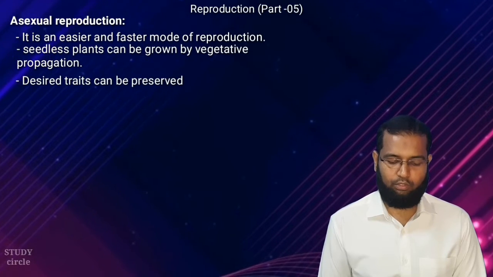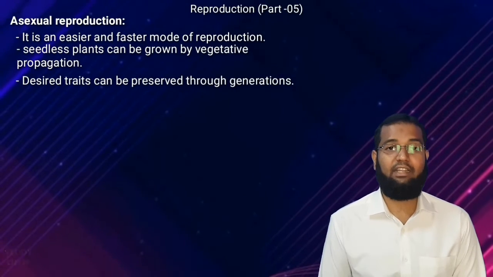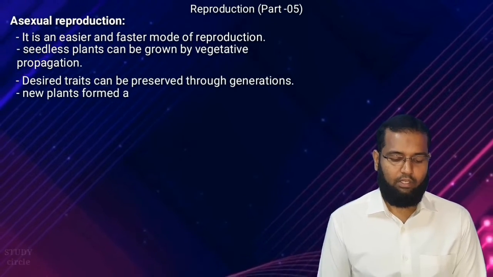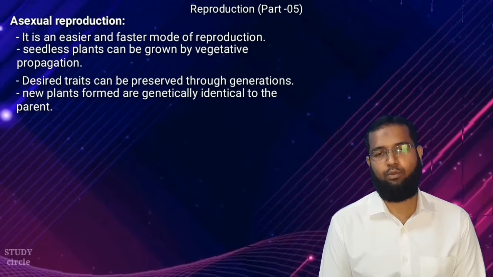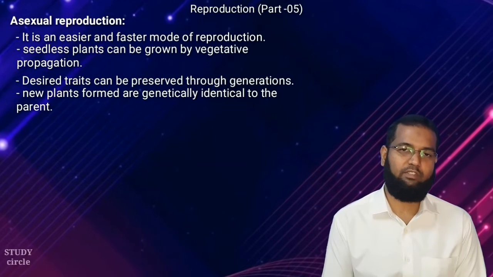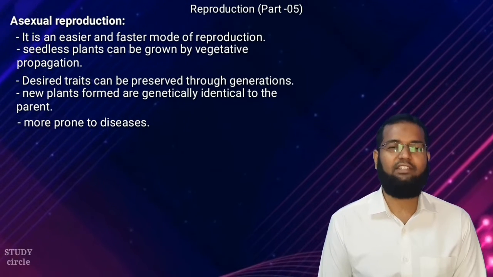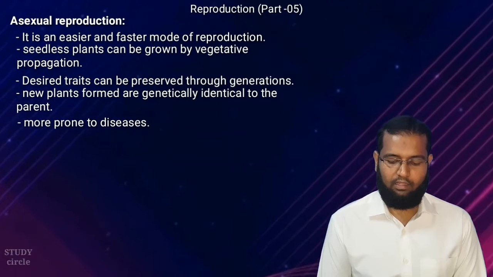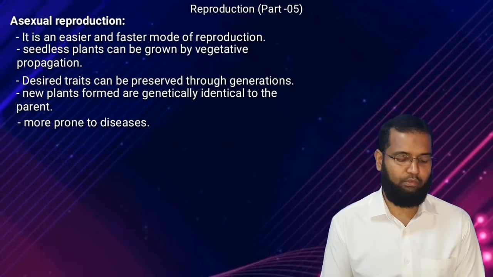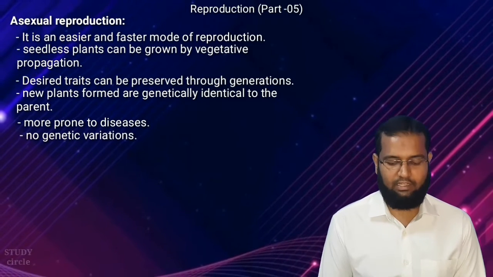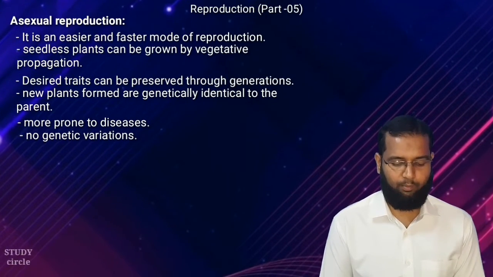Desired traits can be preserved through generations. By using the same methods, that is cutting, layering and grafting, desired characters can be preserved. New plants formed are genetically identical to their parents. That means they will be a copy of the parent. They are more prone to diseases. As there is no concept of male and female, we won't have any control, and they don't have any inbuilt protection. So they are more prone to diseases, and no genetic variation is seen in them, because they are exactly identical. So no variations are seen in the asexual mode of reproduction.